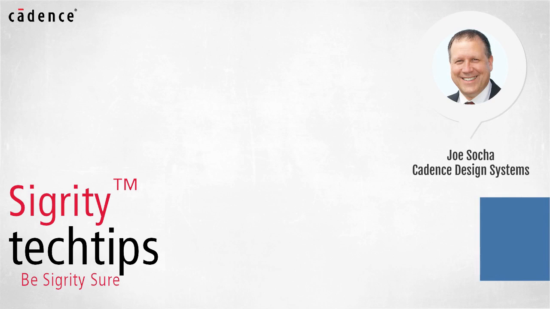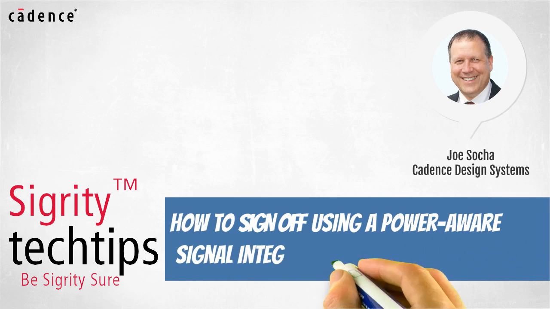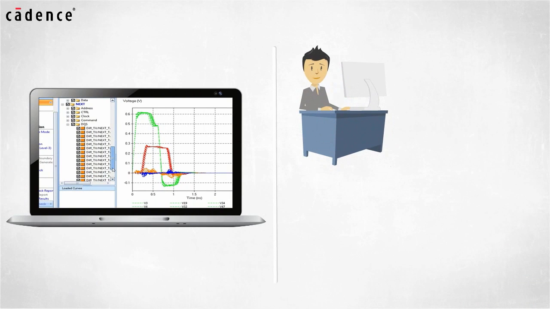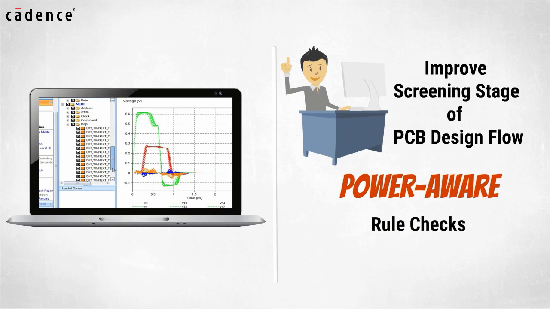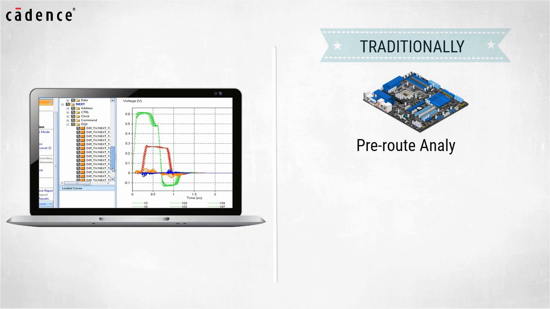Today we bring you another installment of how to sign off using a power-aware signal integrity methodology. Our video today will show you how PCB designers can improve the screening stage of your PCB design flow using power-aware rule checks. Traditionally, printed circuit boards go through a pre-route analysis and floor planning stage before the design is routed, and then both a screening and a post-route detailed analysis.